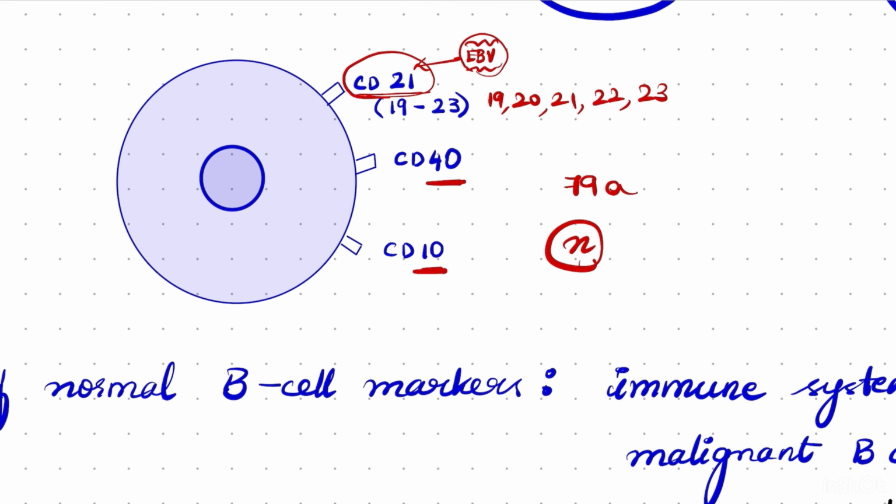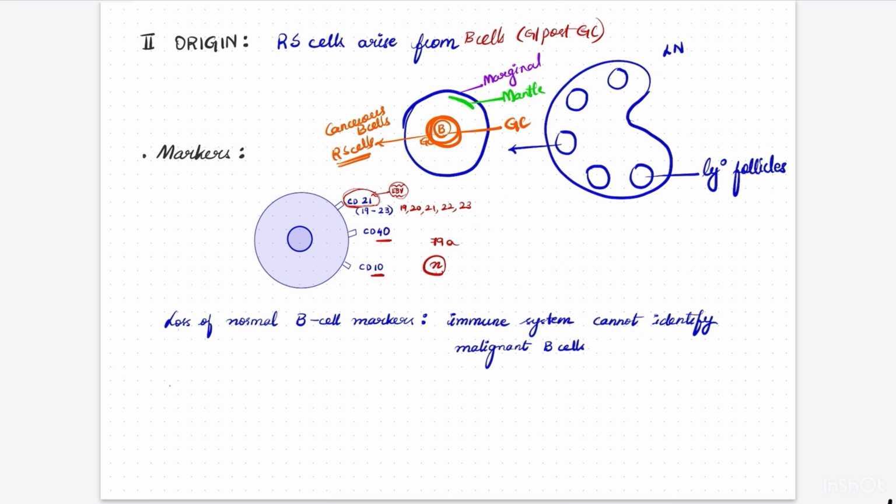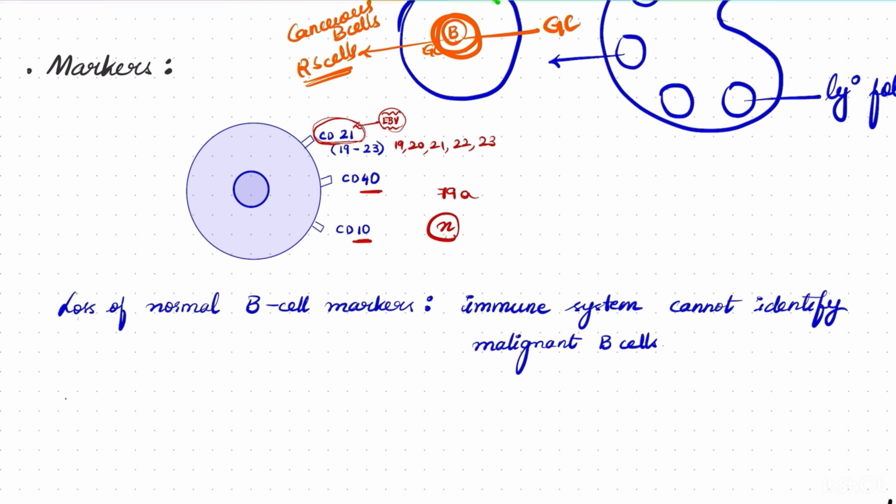Therefore, the CD21 is of special importance in our PPT. In case of neoplastic B cells, like the RS cells, the normal B cell markers are lost. For example, this is a normal B cell. The neoplastic B cell does not contain these markers. The normal B cell markers are lost.